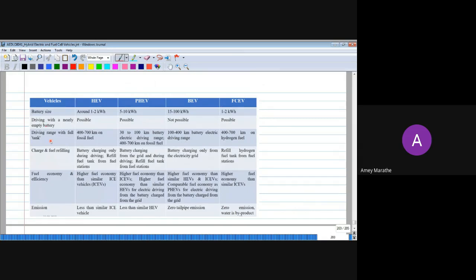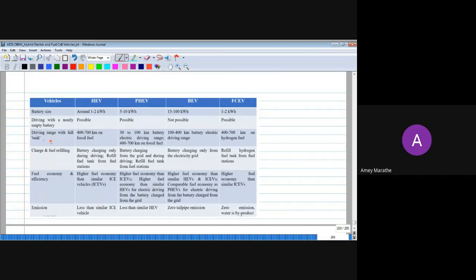So driving with a nearly empty battery is possible in fuel cell because we have a backup of IC engine. In plug-in hybrid, again, it is possible. With nearly empty battery in battery electric vehicle, it is not possible. In fuel cell electric vehicle, it is possible because as long as you are able to supply the fuel, which is hydrogen, your vehicle can work.